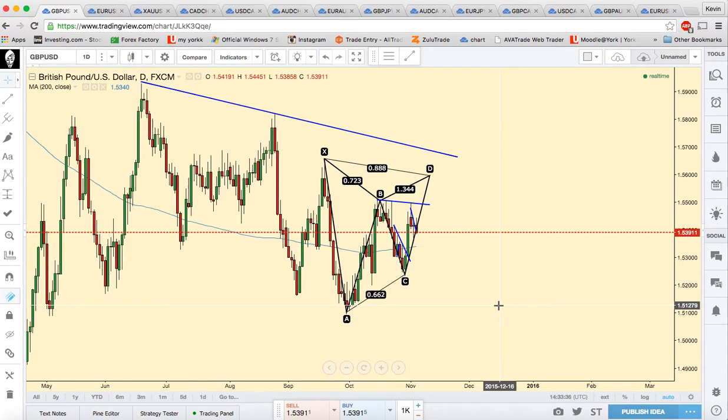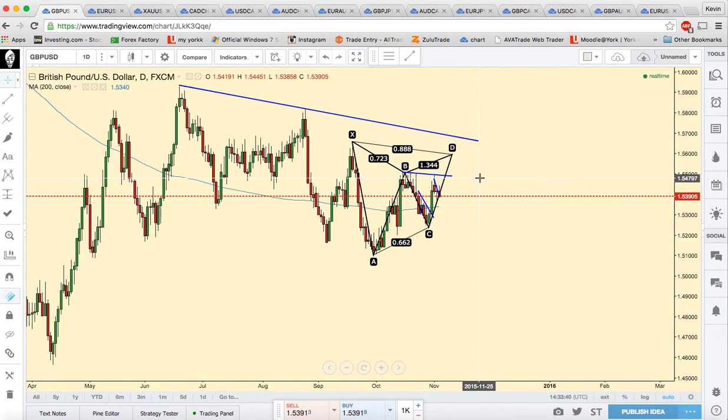Now for GBP USD, I don't have any trades at the moment. We might have a potential pattern completing around 1.56. But other than that, I don't have any trade at the moment.